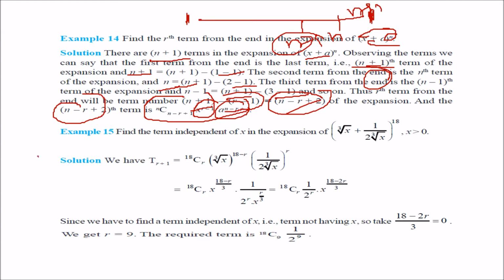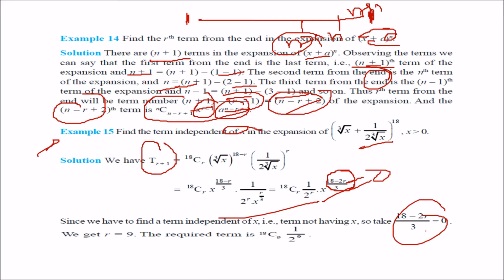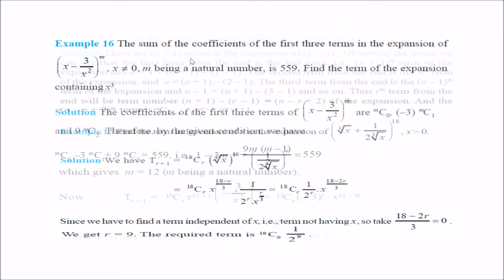Next is, find the term independent of x in this expansion. So you just have to find T(r+1) and keep x on one side, and on the one side you get (18 minus 2r) by 3. This is the power of x, and we want it to be 0. If this is 0, then only this term is going to be free from x. So (18 minus 2r) by 3 equal to 0, that is r will be 9. So this is the term. You have to paste 9 here, 9 here.